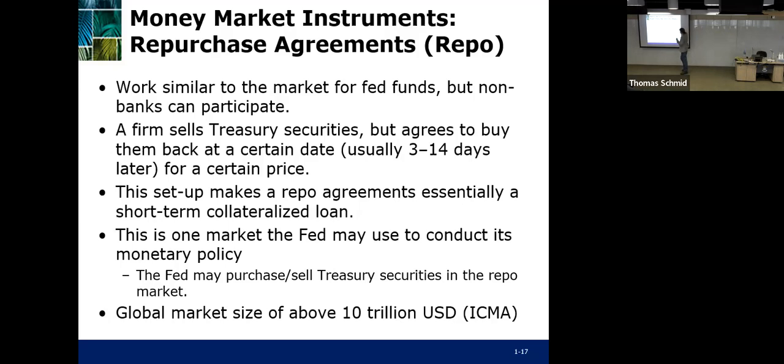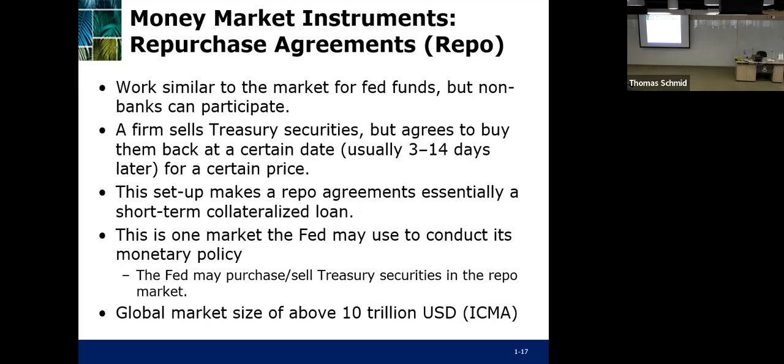So the repo market is actually a very simple market. What happens is that you have a person, and the person has Treasury securities. Treasury securities are simply bonds issued by the US government. Okay? So one person has treasuries. Let's call her Amy again. Amy has treasuries. So Amy now needs cash. But Amy doesn't want to sell the treasuries because long term she wants to keep them. So she's reluctant to sell the treasuries. She wants to keep them.